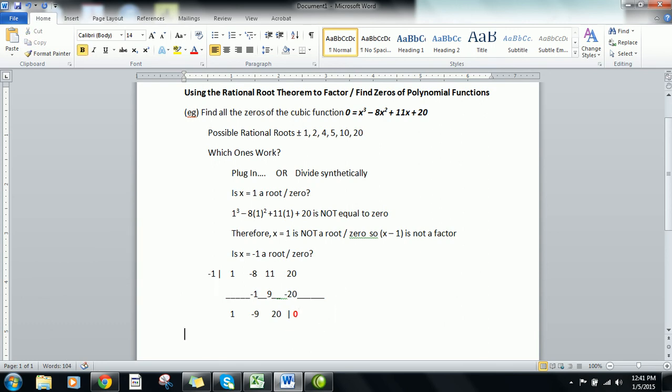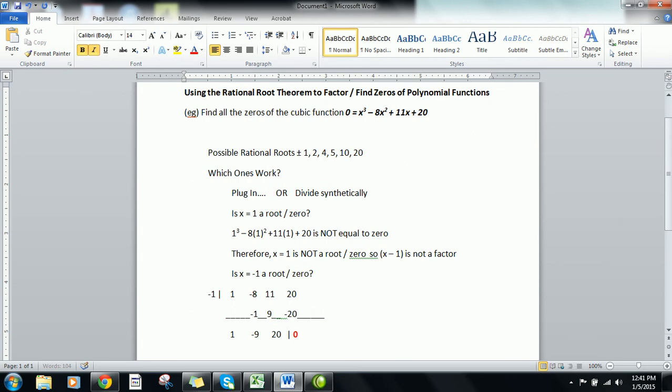Now because -1 is a root, that means my original cubic is divisible by x plus 1. So here's what I got so far. I'm going to rewrite the cubic as x plus 1, because I know -1 is a root, so x plus 1 has to be a factor, times my depressed quadratic polynomial, or at least the coefficients of it. So it's going to be 1x squared minus 9x plus 20.